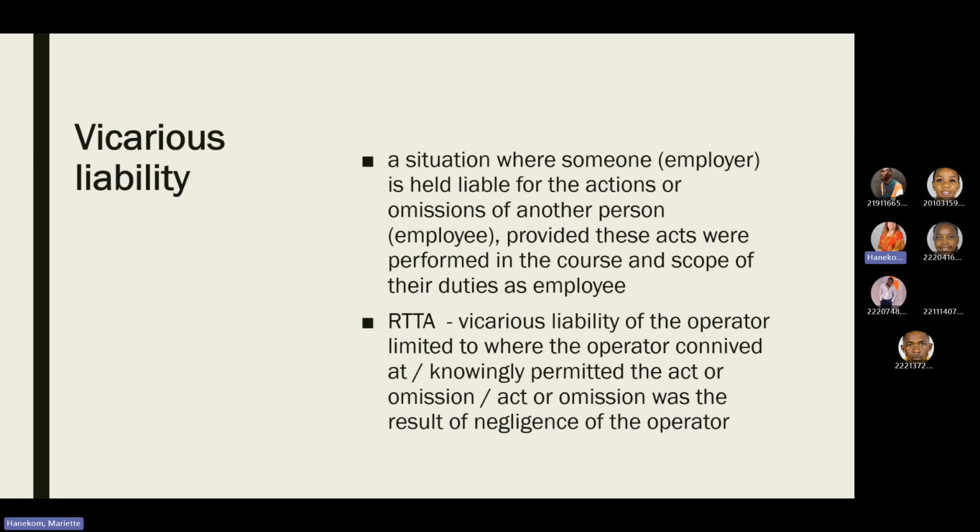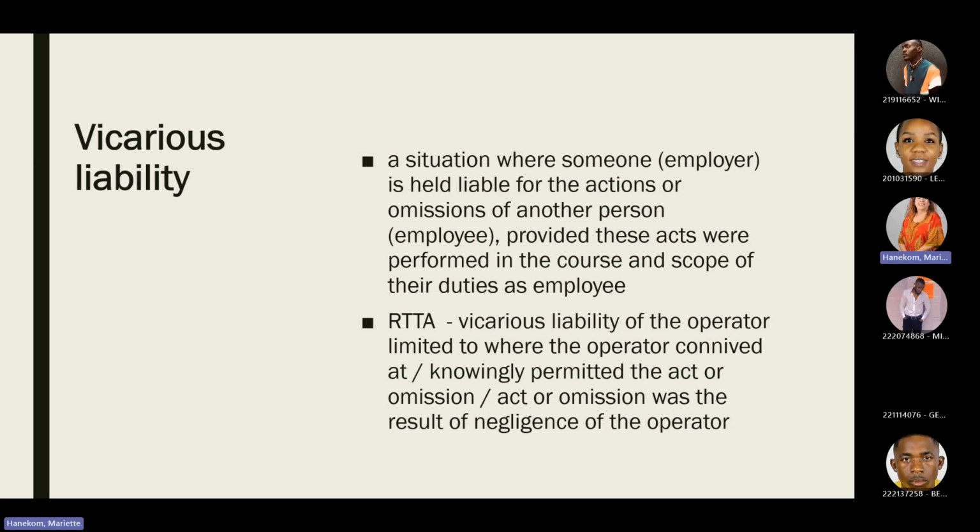The Road Traffic and Transportation Act in section 67 doesn't provide for blanket vicarious liability, so it's not all instances where the operator will be held liable for transgressions committed by the driver. In terms of section 67, vicarious liability is limited to where the operator connived with, worked together with, schemed with, or knowingly permitted the act or omission, or where the operator was negligent. In those three instances, the operator can be held liable together with the driver.